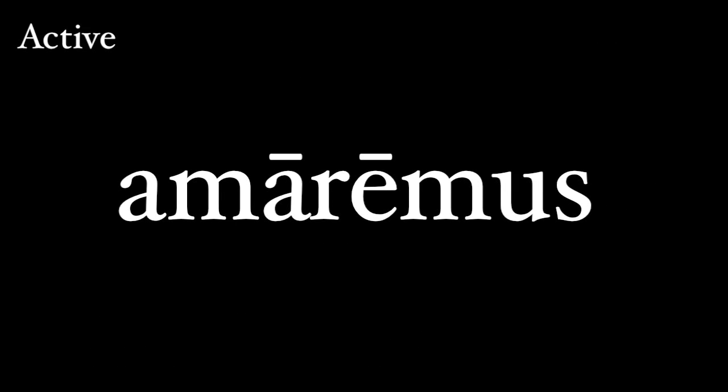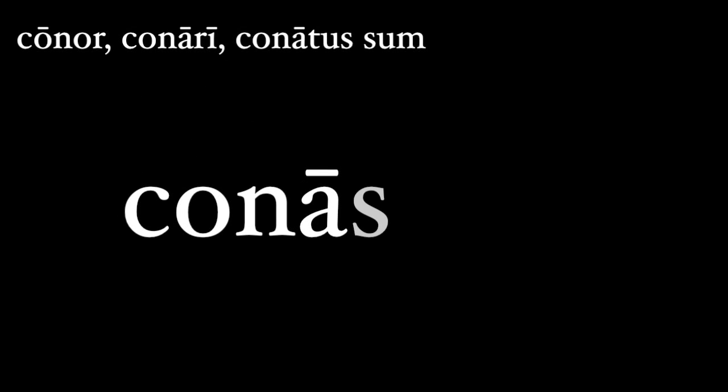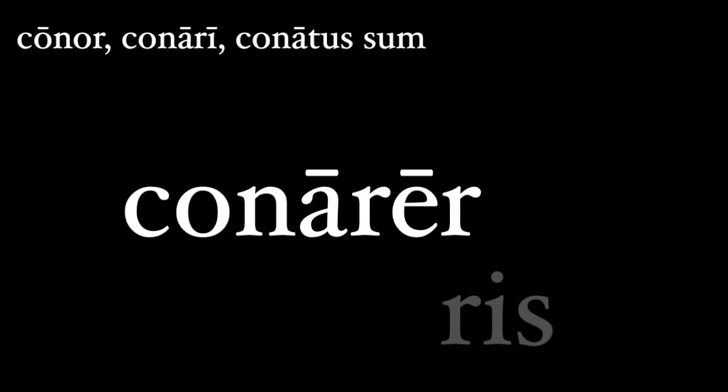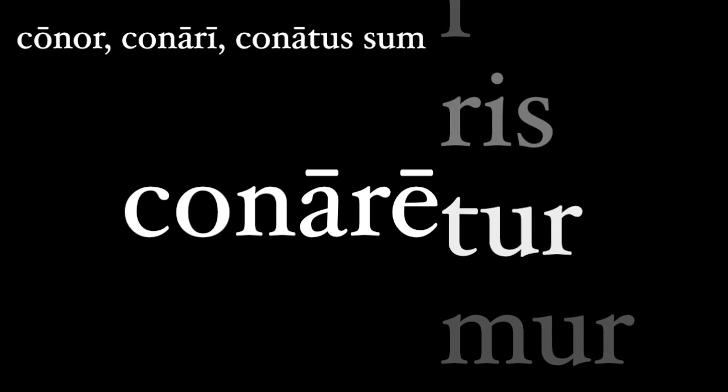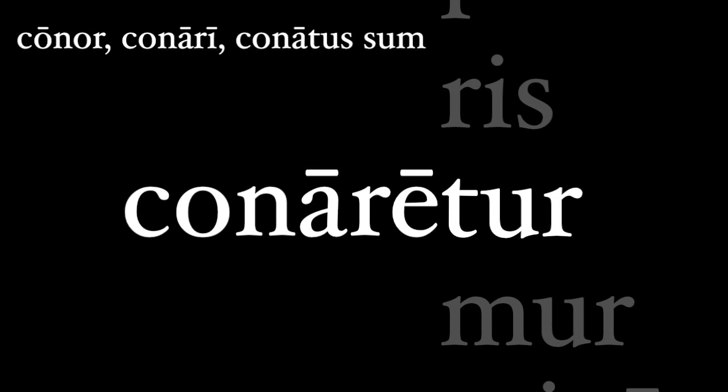So for deponent verbs, we need to reconstruct this form. So for conor, we take the present stem, cona, add our s and a, and don't forget to rhoticize the s into an r, and then the passive endings. So we get conarer, conareris, conaretur, etc. So in short, we need to imagine up an active present infinitive for deponents based on the conjugation number, and it's to this imaginary form that we add our passive endings.